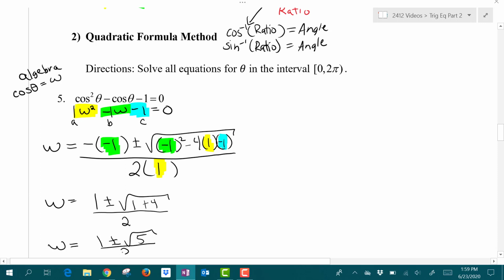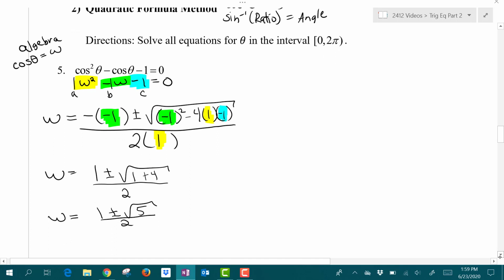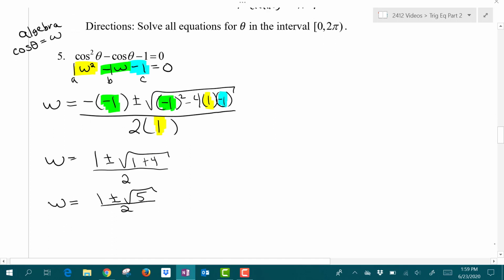Now what you want to be careful about again is that that is not your solution. You have to go back to the trig. It's always a push and pull between algebra and trig. What did we let w represent? Well, w is representing cosine theta. So we have to go back to cosine theta is equal to 1 plus or minus the square root of 5 over 2.